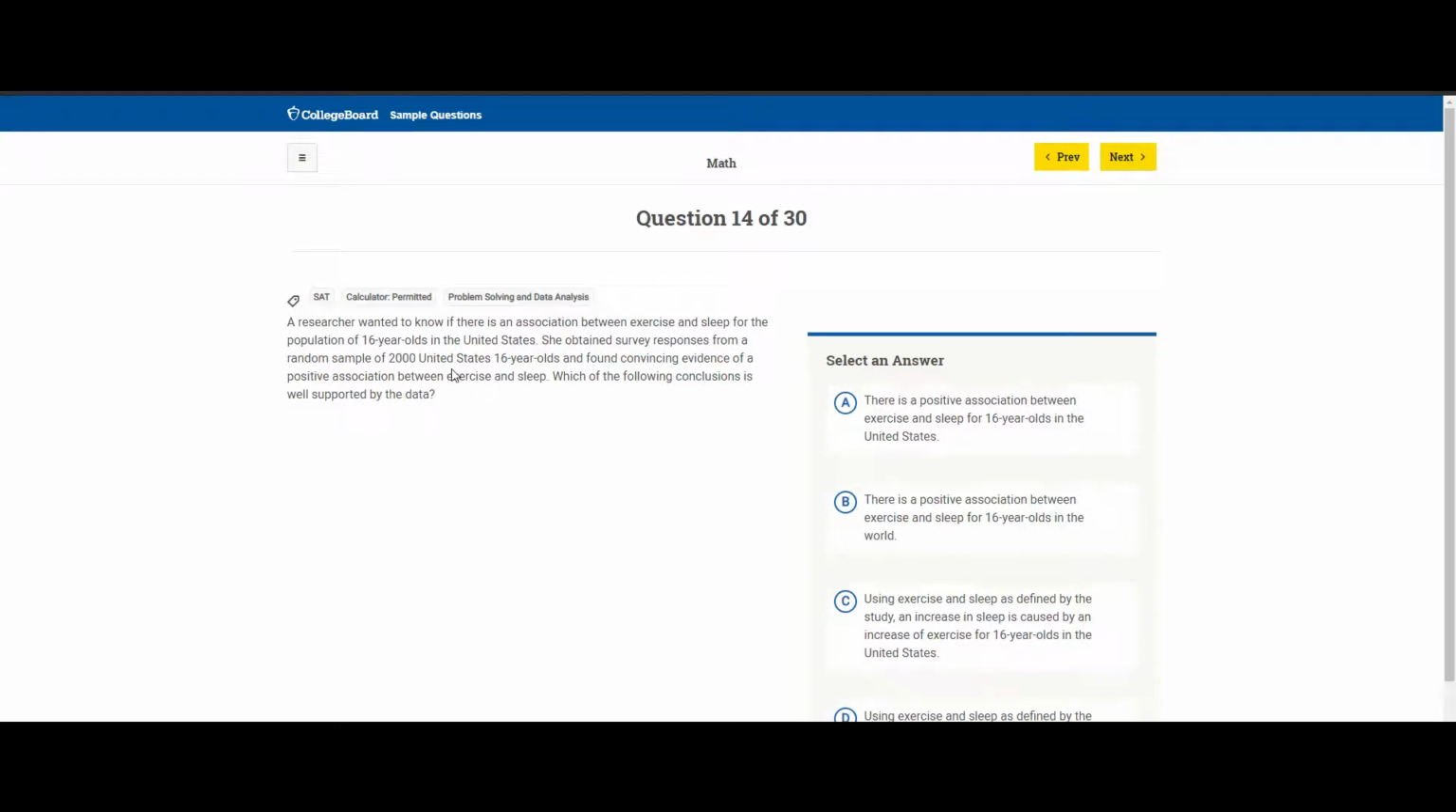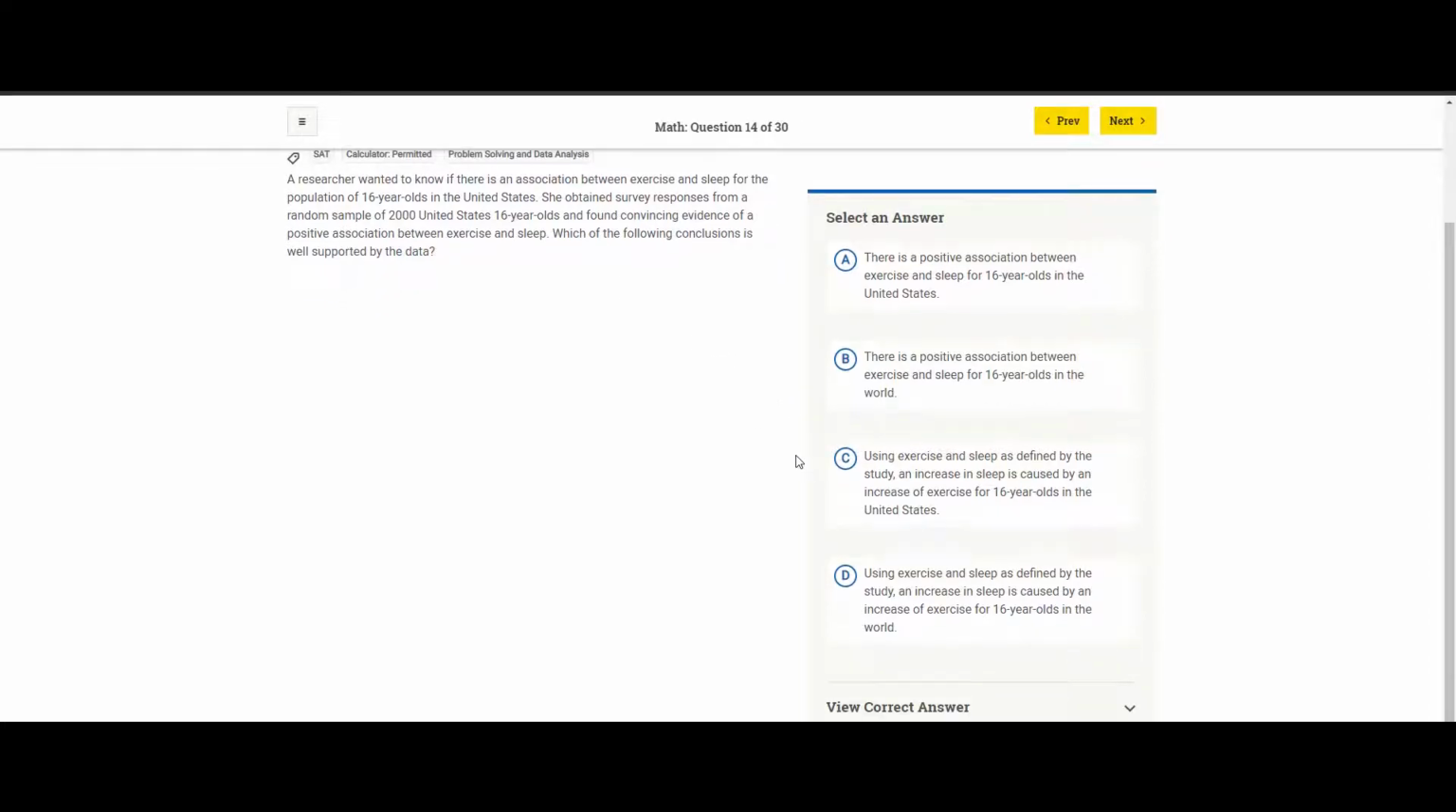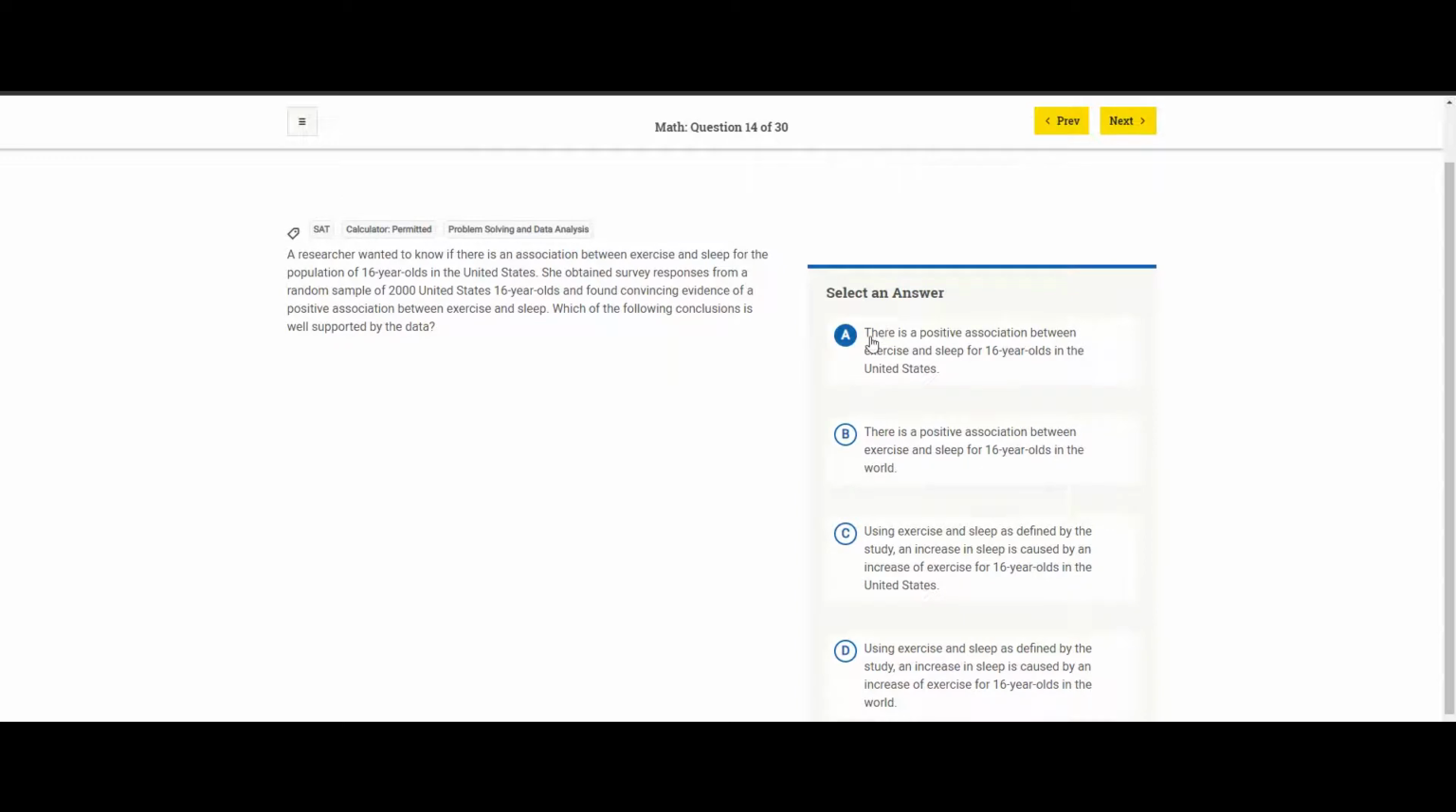Okay, a researcher wanted to know if there's an association between exercise and sleep for the population of 16-year-olds in the United States. She obtained survey responses for a random sample of 2,000 United States 16-year-olds and found convincing evidence of a positive association between exercise and sleep. A positive association. Which of the following conclusions is well supported by the data? Here's a positive association.